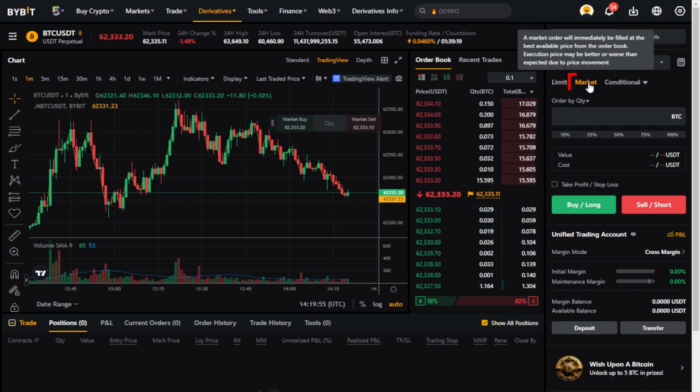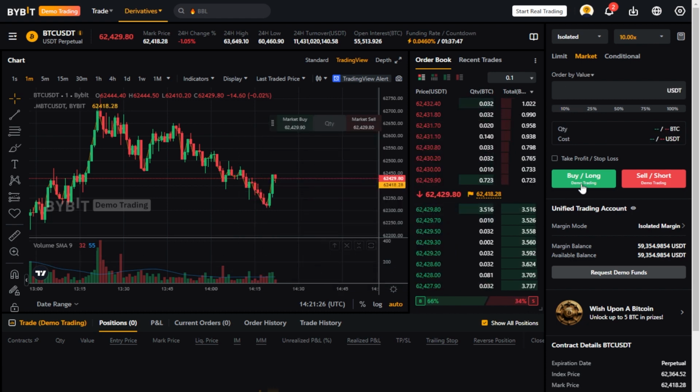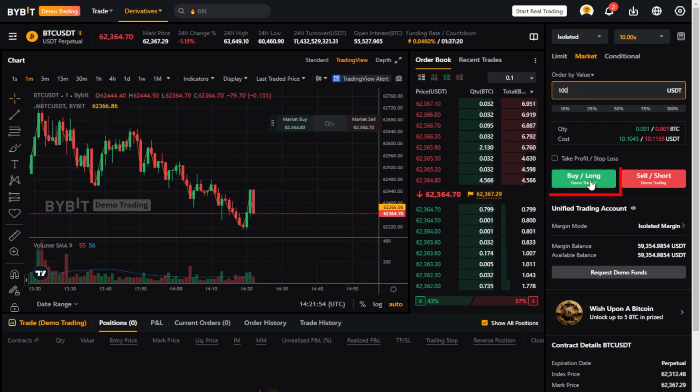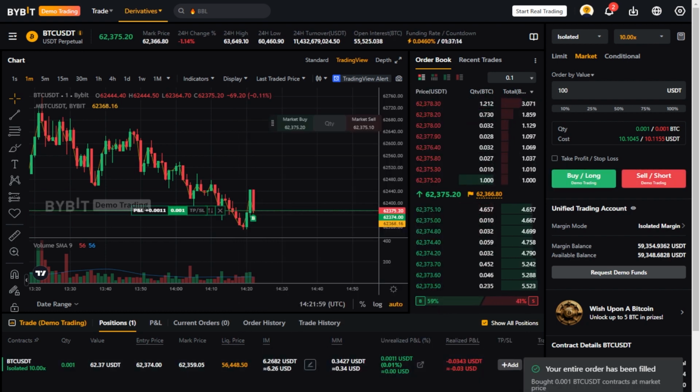Next, we choose to buy at the market price. Let's choose here that we will use USDT, not Bitcoin. Click Accept. Let's say $100. Let's open a trade in long. Click Accept. Now our trade is displayed at the bottom.